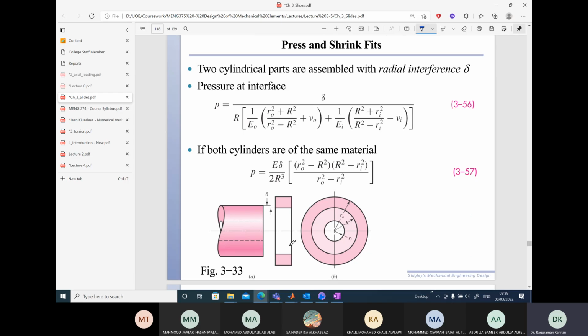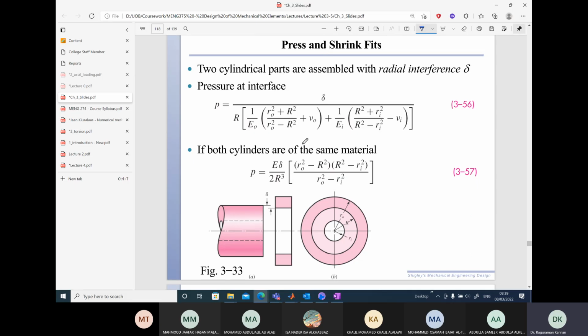Now we have seen a bearing, on which a shaft is mounted. Most of the times the shaft has a slightly larger diameter than the inner bore diameter of the bearing. So how do you fit the shaft into the bearing? We have to use some kind of a hydraulic press and force fit that. So these are press and shrink fits. Such fits are called press and shrink fits.